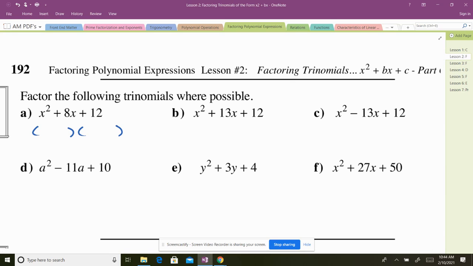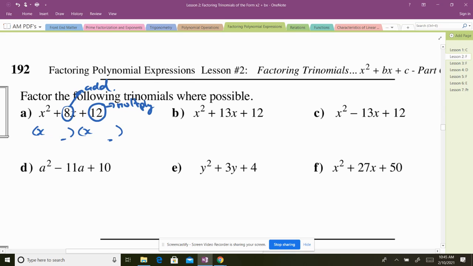Our first term is x, okay? And that means that we're going to have x's leading each bracket. Because if I distribute that, x times x gives me x squared, okay? The tricky part is figuring out what numbers go here. So you ask yourself, what multiplies to 12 and adds to 8? So what multiplies to this and adds to that?